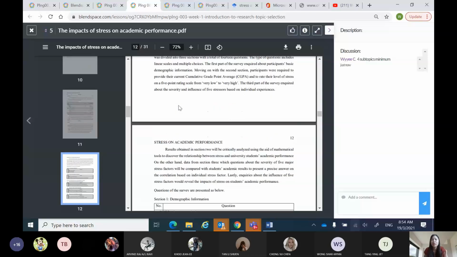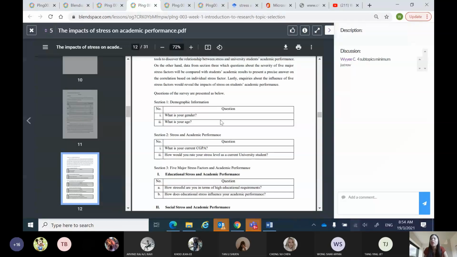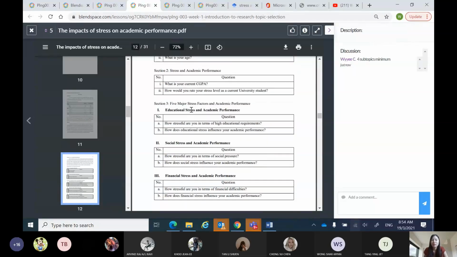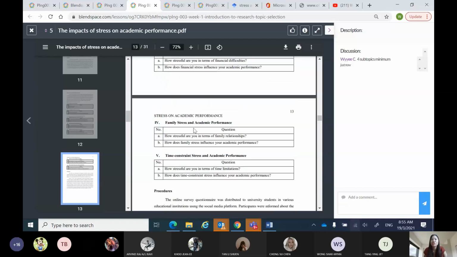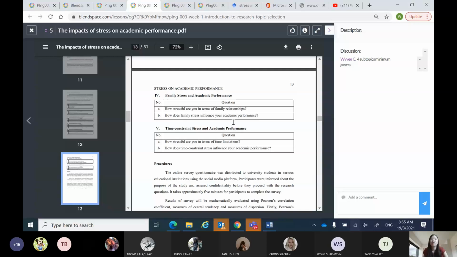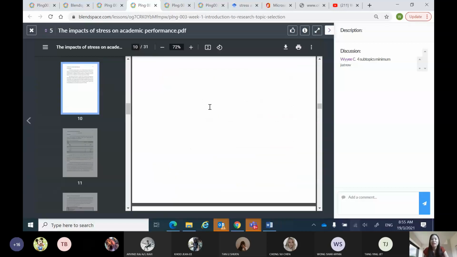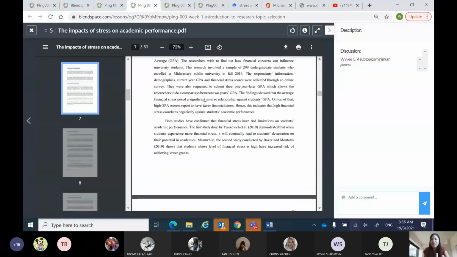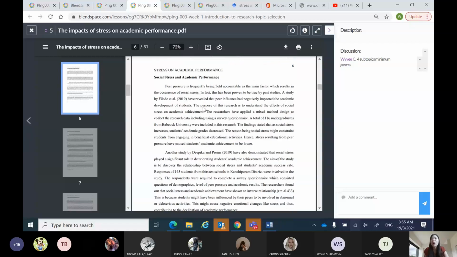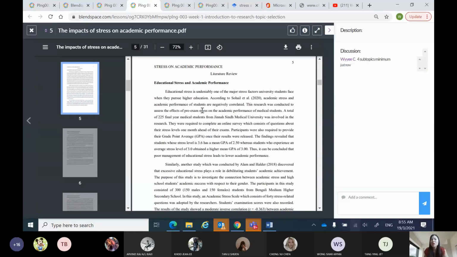Okay, all these subtopics will build the basis of your survey questionnaire. See, these are the questions of the survey that she has distributed. Can you see it's about educational stress, social stress, financial stress, family stress, and time constraint stress. So the literature review will actually build the foundation for you to formulate your survey questionnaire, which will eventually answer your research questions. Okay, that is why the literature review is very important. It builds the basis for you to formulate your survey questionnaire, and it is also the heart of your research paper.